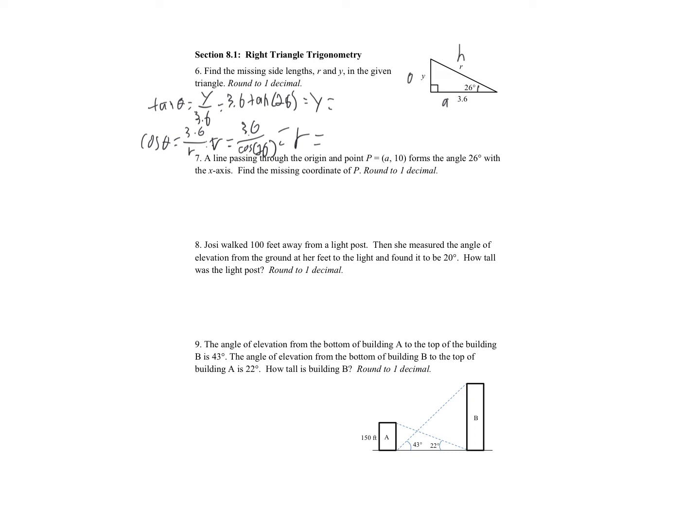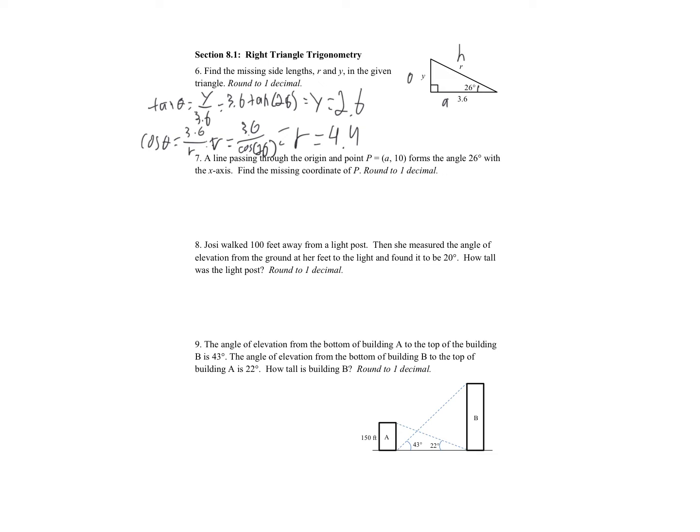And then if we calculate 3.6 tangent of 26, it gives us a value of 2.6. And with our r, if we calculate that, we get 4.4. And make sure when we're doing these calculations that we have our calculator set to degrees mode.